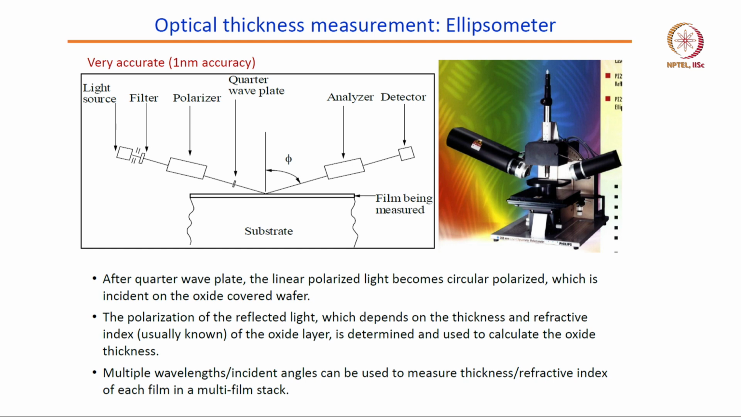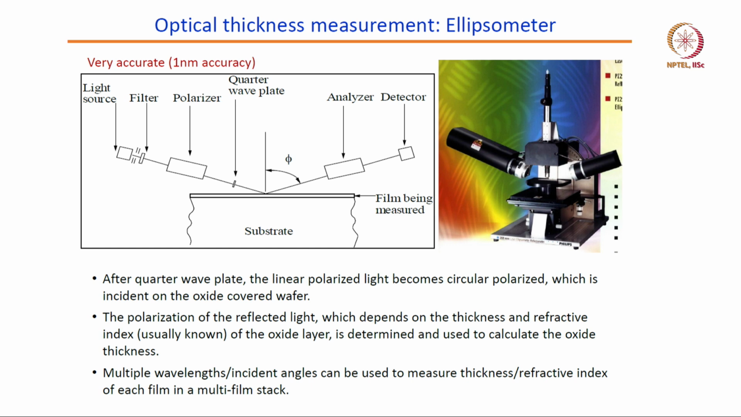When light passes through the quarter wave plate, the linearly polarized light becomes circularly polarized, which is incident on the oxide covered wafer. The polarized light reflects back, and it depends on the thickness and the refractive index, which is usually known for the oxide layer, and is used to calculate the oxide thickness.